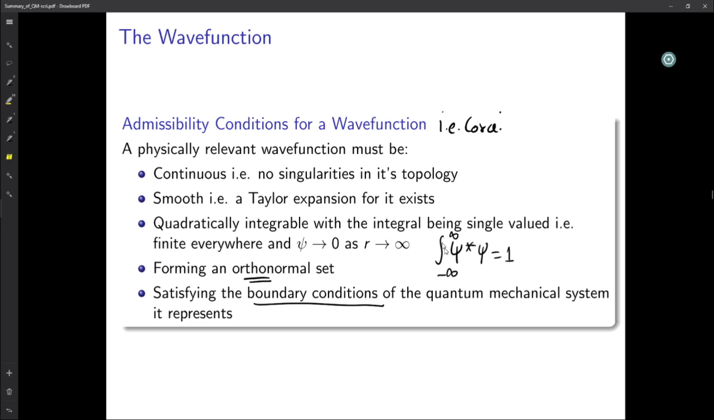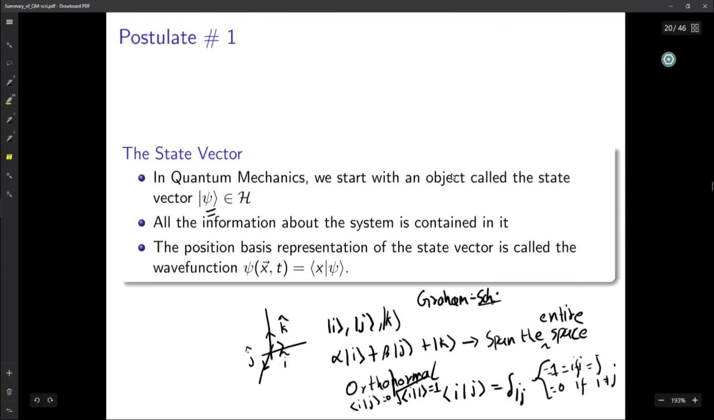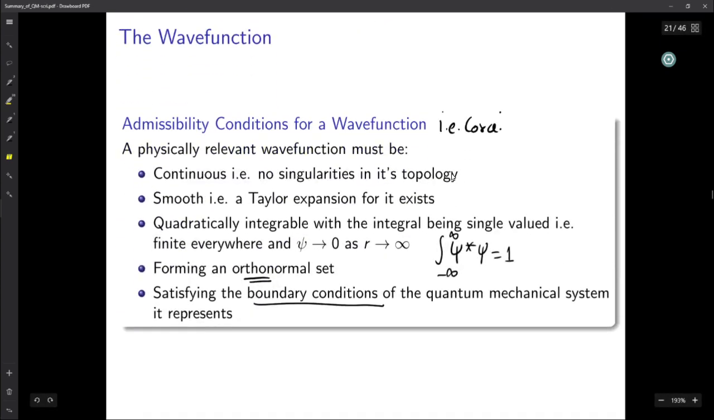So that's what this is. The single equation encapsulates all of these three. And that's pretty much it. This is all a corollary of Born's rule playing into your state vector postulate.